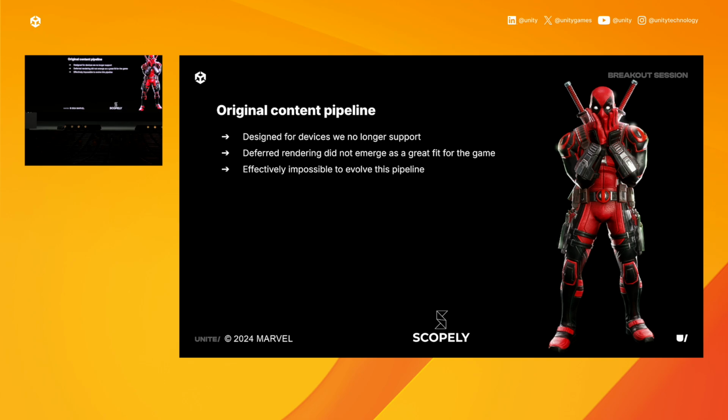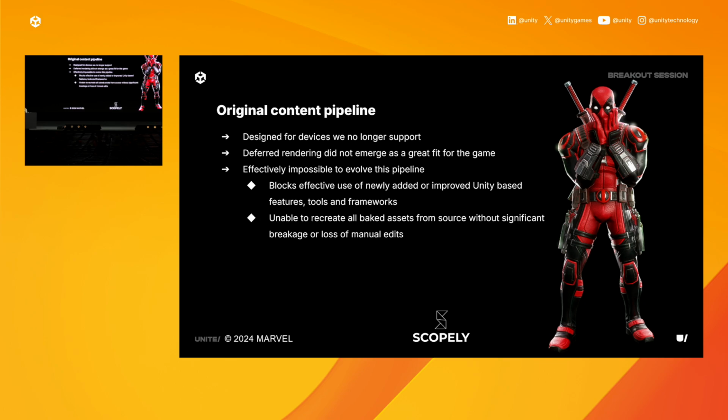However, this pipeline hasn't been actively maintained or expanded since, yet blocks use of newly developed and improved Unity tools, frameworks, things like that. Our original content pipeline involves the generation of optimized and baked copies of source assets, including models, textures, shaders, prefabs. Many such copies have diverged from their source in either specific feature support or something like that over the years.